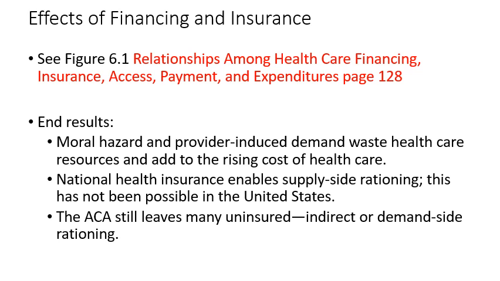National health insurance enables supply-side rationing. This has not been possible in the United States. It's more possible and more like in Europe and Canada. The Affordable Care Act, ACA, also known as Obamacare, still leaves many Americans uninsured, whether it's indirect or demand-side rationing, whether they want to be in it or not.